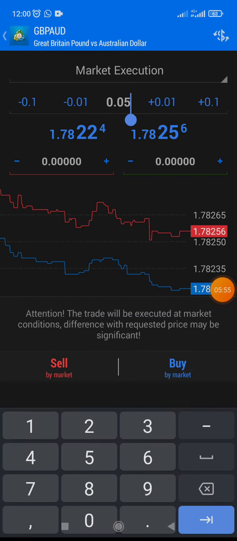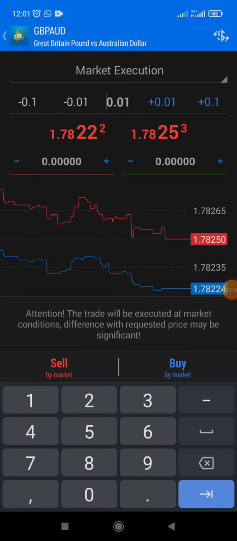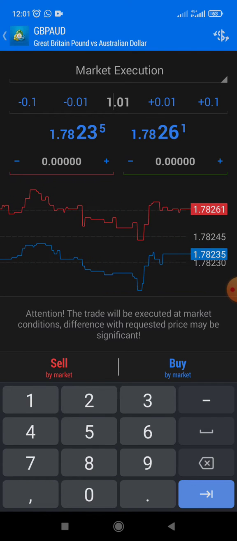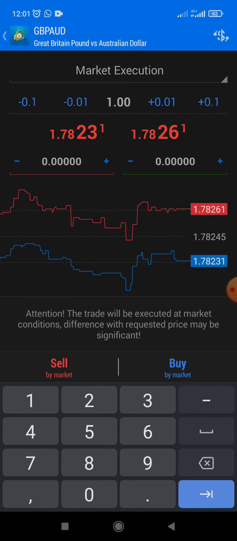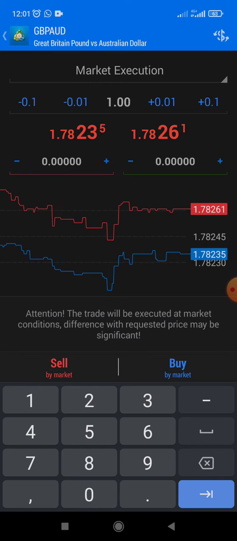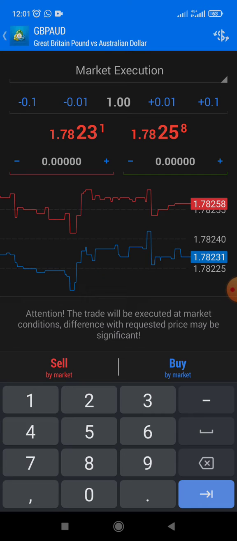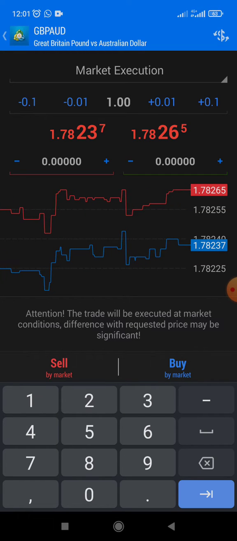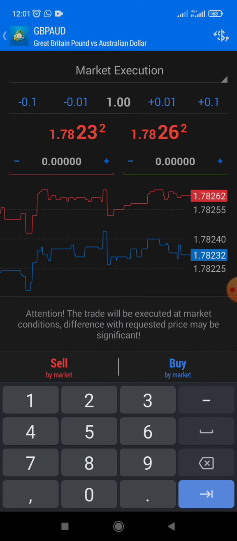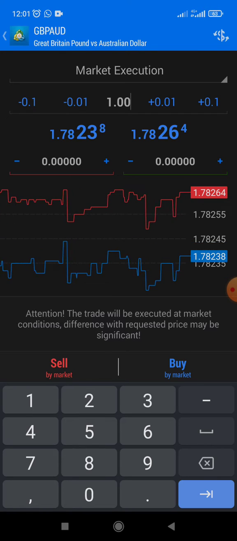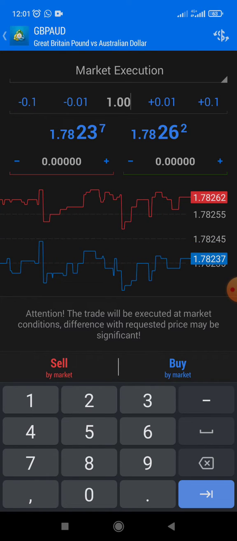So let's change the lot size to 1.00. That is a standard lot. Let's assume that is our lot size, 1.00, which is the standard lot. It means with this lot size, 1 pip is $10. When you make a profit of 1 pip, it is $10. If you lose just 1 pip, it's going to be a $10 loss. That is the standard lot size.